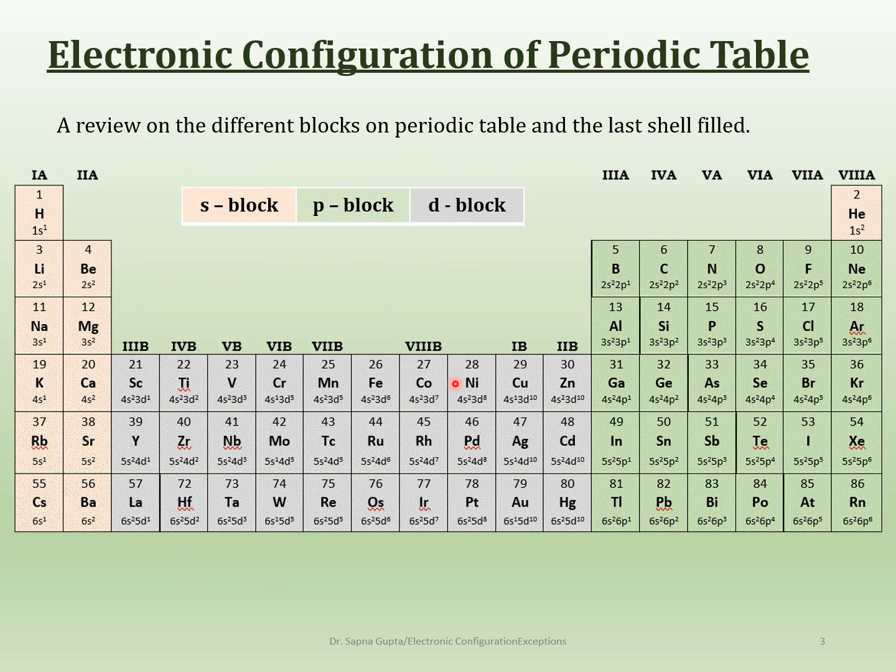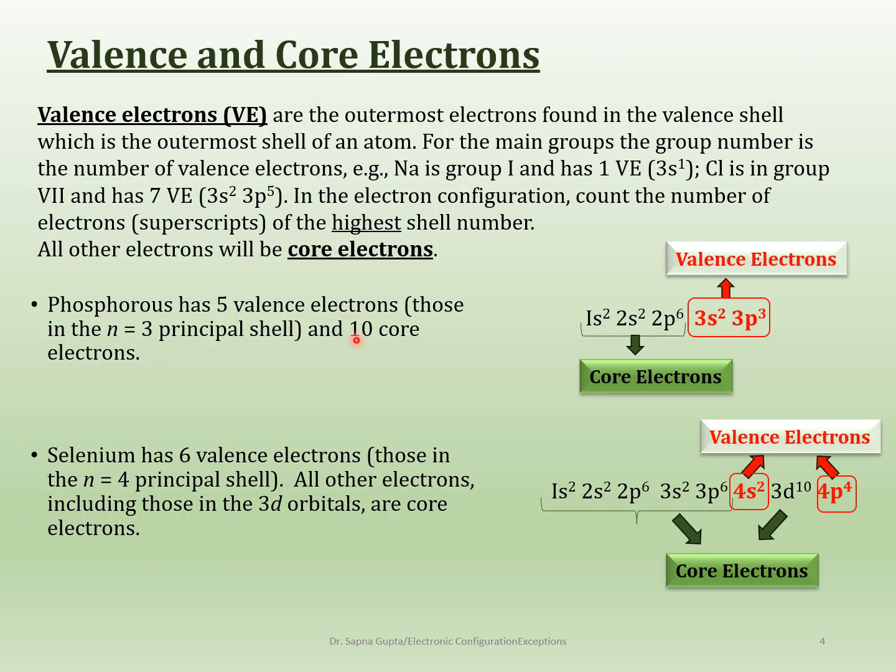Just a review over here, don't forget that you have the s block, the p block, the d block, s1, s2, p1, p2, p3, that's how it goes. Shell numbers are 1, 2, 3, 4. That's how it goes. So just kind of reminding you of that. Let's talk about valence electrons and core electrons. Valence electrons are the outermost electrons, found in the valence shell. What is the valence shell? Outermost shell of any atom.